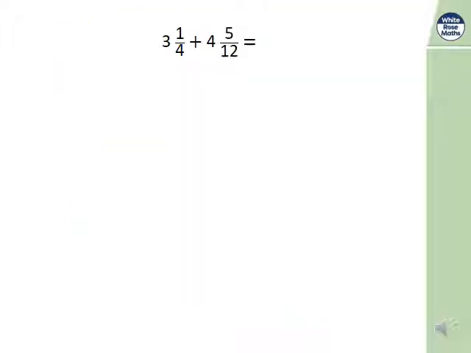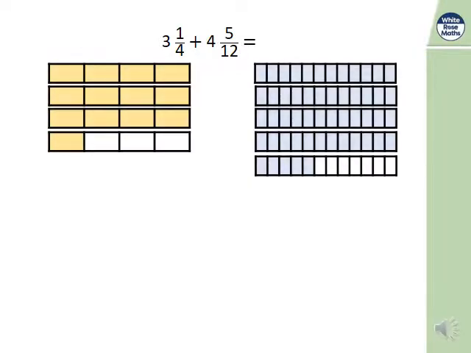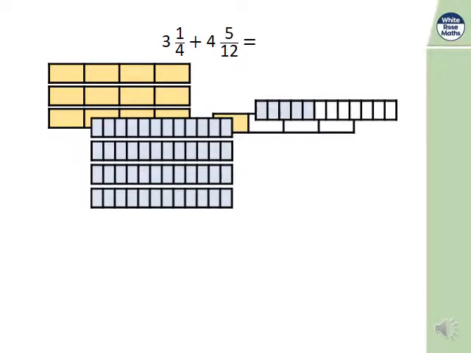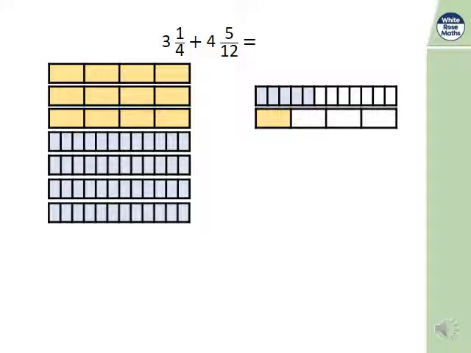So let's have a look at this question here. We've got 3 1/4 add 4 5/12. So here we have, using our fraction bars, our 2 mixed numbers. So what's the first thing we're going to do? Let's work on this one together. We're going to put our mixed whole numbers together and our fractions together. So now we have got 3 add 4 equals 7. Then we've got 1/4 add 5/12.